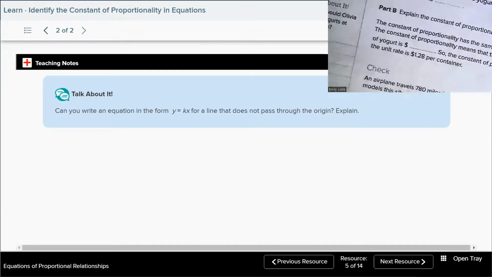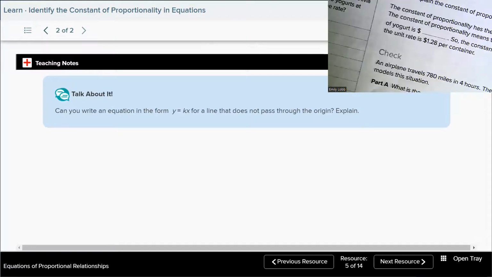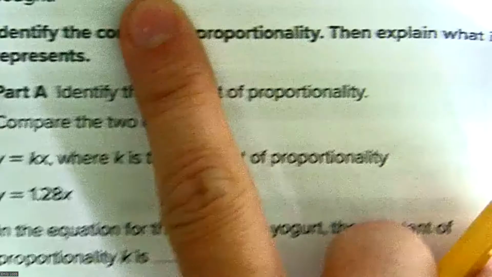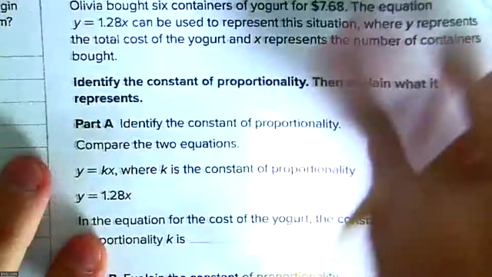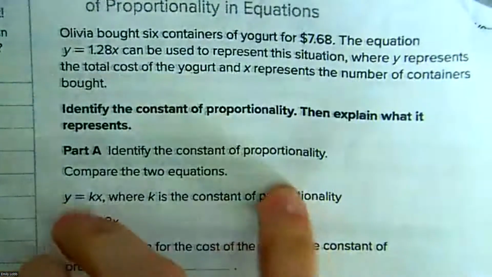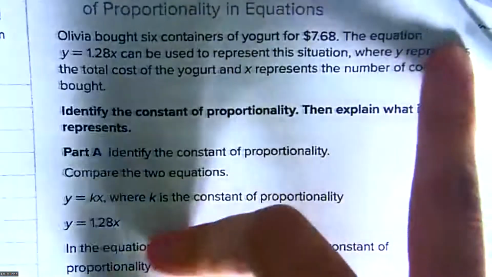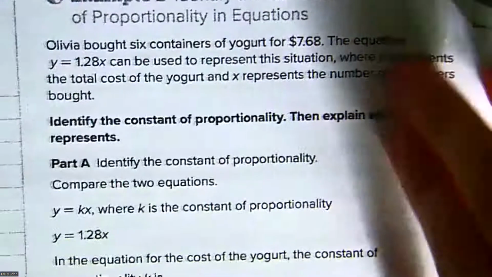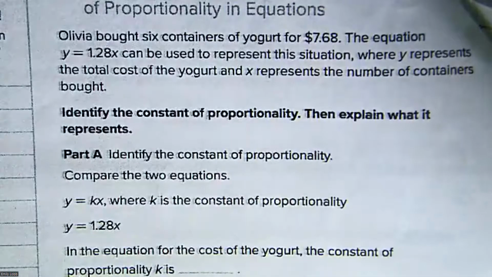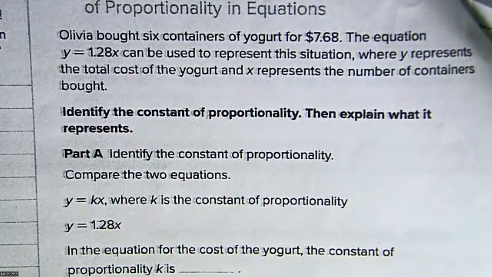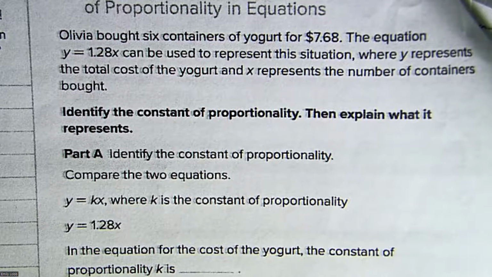All right. We have just a few minutes. I need your focus now. Olivia bought 6 containers of yogurt for $7.68. Let me zoom out a little bit. The equation y equals 1.28x can be used to represent this situation where y represents the total cost of the yogurt and x represents the number of containers bought.